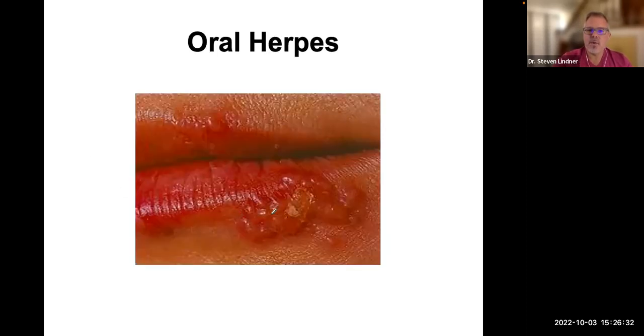This is what oral herpes looks like. You can see it's already crusting over here. These are the blisters that start to form.